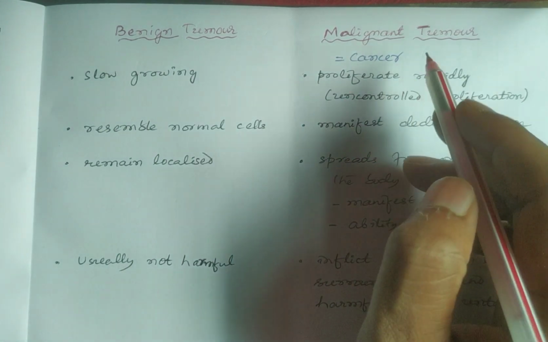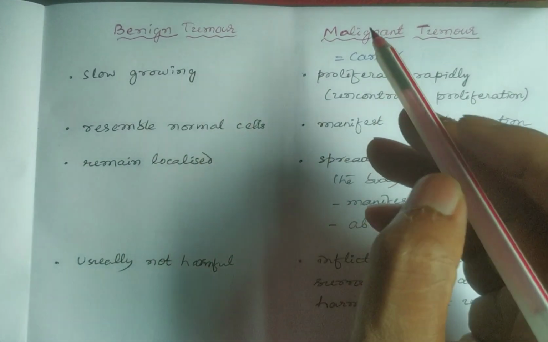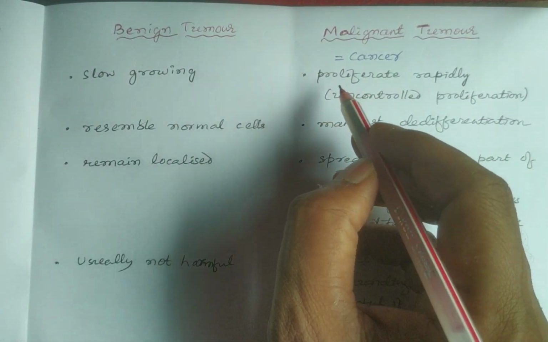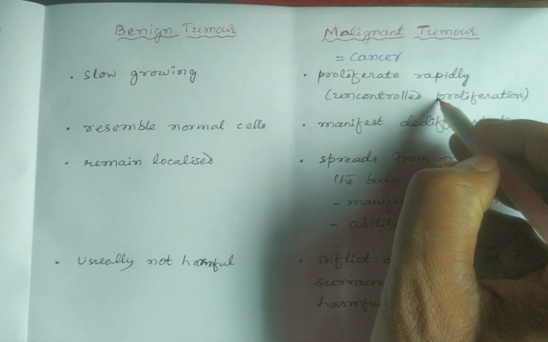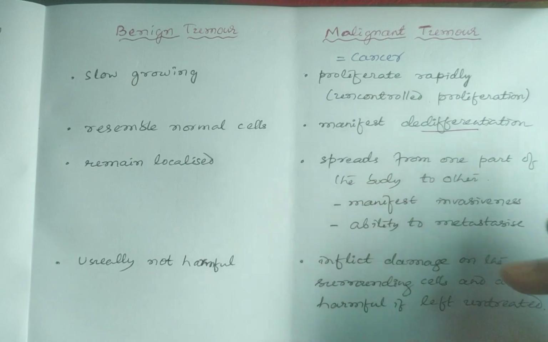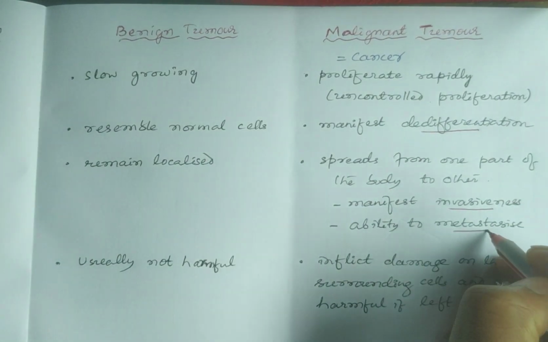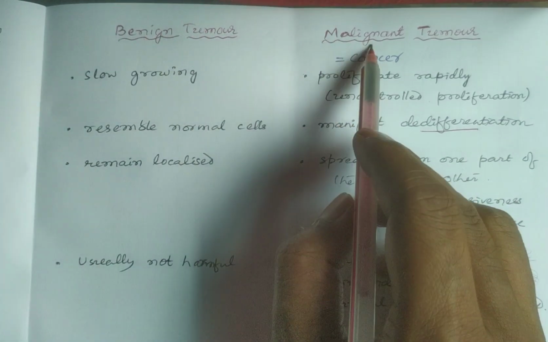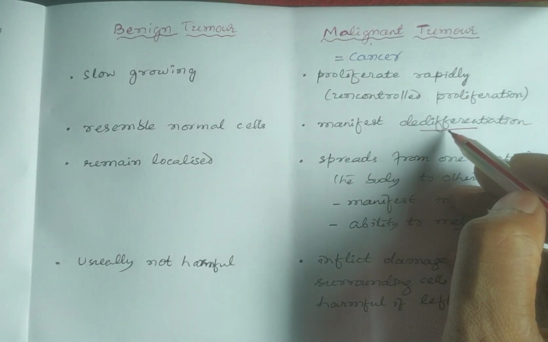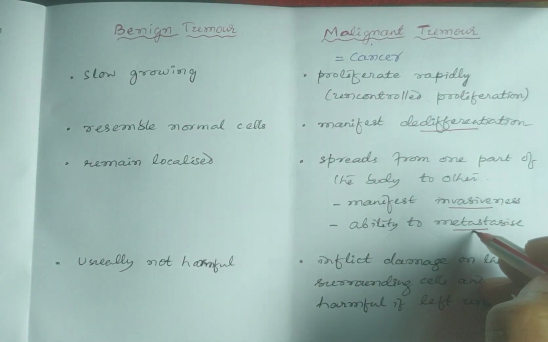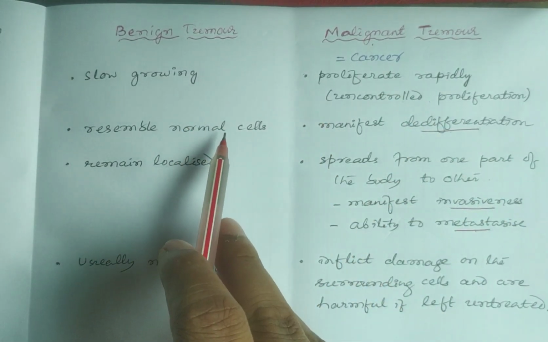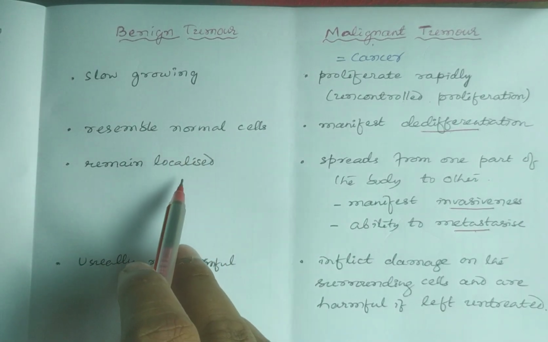So, because of that, the benign tumor becomes cancer, and if only uncontrolled proliferation is there, then also it will be benign. But when there is addition of dedifferentiation, invasiveness and metastasis, then actually benign becomes malignant. So initially it is uncontrolled proliferation, and when there is addition of dedifferentiation, invasiveness and metastasis, then it becomes cancer. So there will be no more normal cells, and no more will they remain localized.